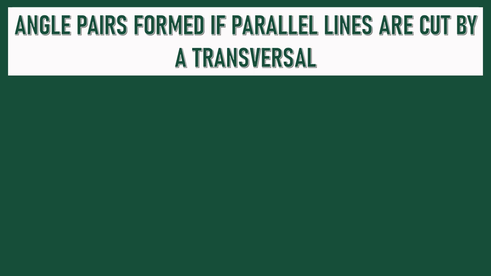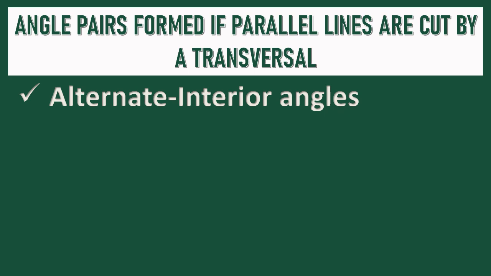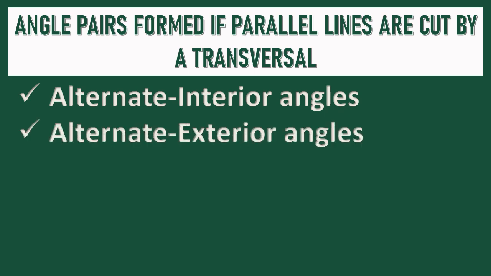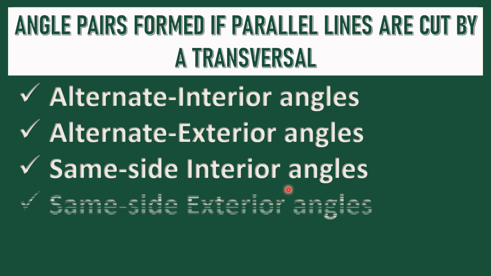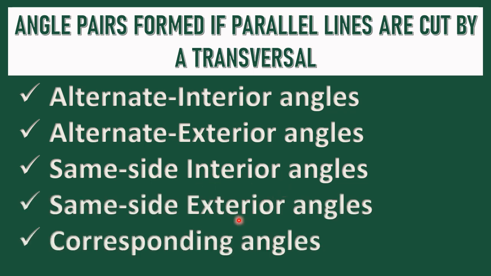Before we proceed to our discussion, let's have a short recap of the angle pairs formed if parallel lines are cut by a transversal. First, we have the alternate interior angles. Next, we have the alternate exterior angles. Next, we have the same side interior angles, same side exterior angles, and lastly, we have corresponding angles. But I'd like you to know that apart from these angle pairs, you can also have linear pairs, vertical angles, or even adjacent angles. But for this lesson, I would like you to focus on these 5 angle pairs.